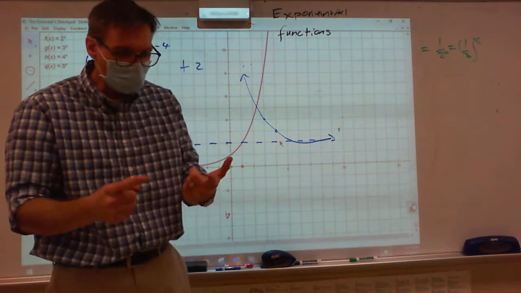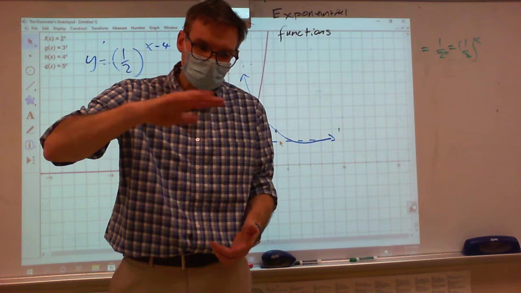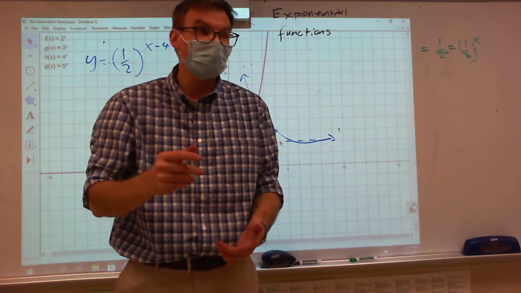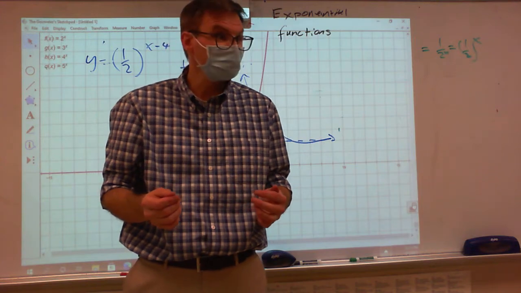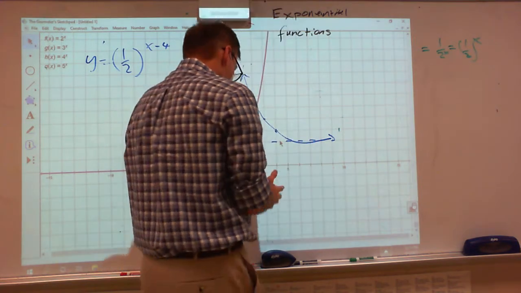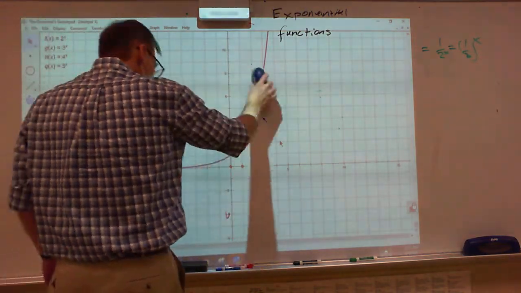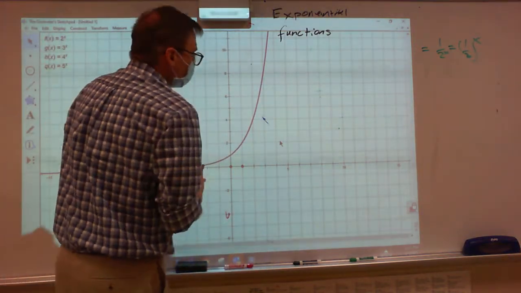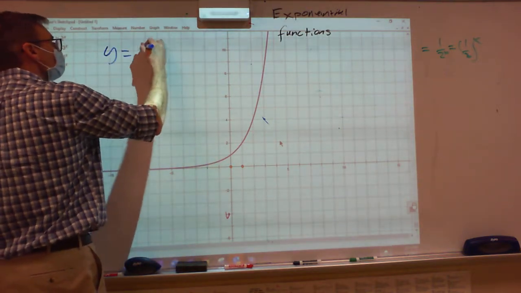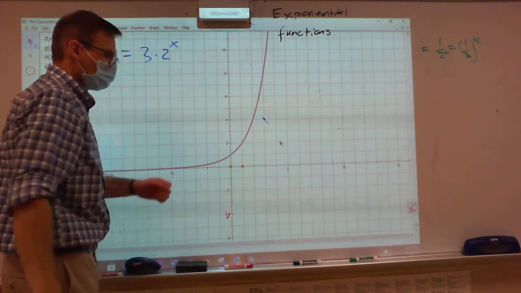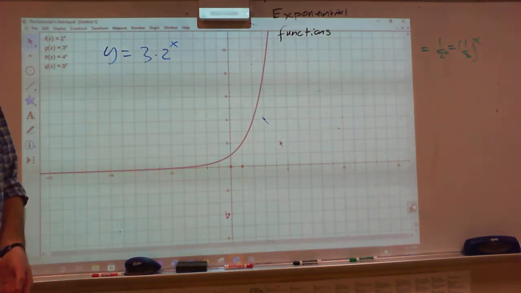So I've talked about moving things left, right, up, down. I've talked about flipping up and down, flipping left and right. What I haven't talked about is dilations. So that's next up. What if I give you y is equal to 3 times 2 to the x? How do you graph that? How does that change the graph?